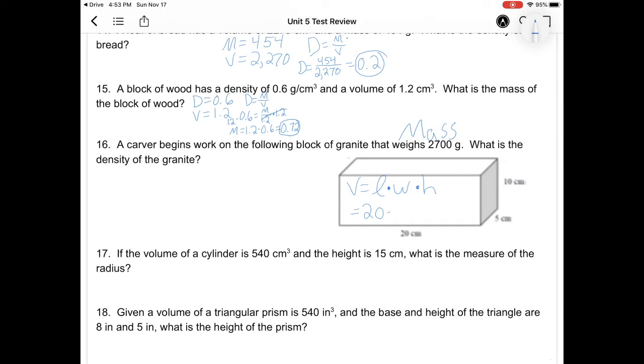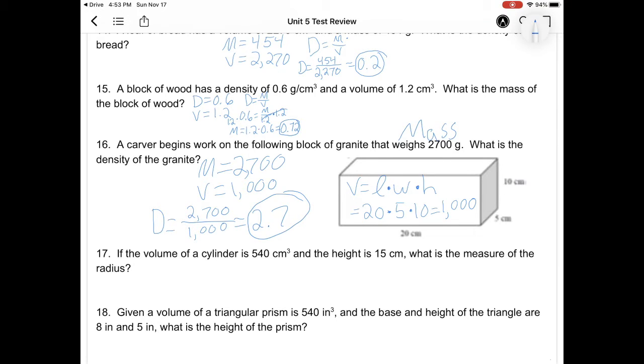So we get our 20 times our 5 times our 10. So our volume is 1,000. So now we have our M as 2,700 and our volume as 1,000. So our density is going to equal our M over our volume, and it's going to equal 2.7.